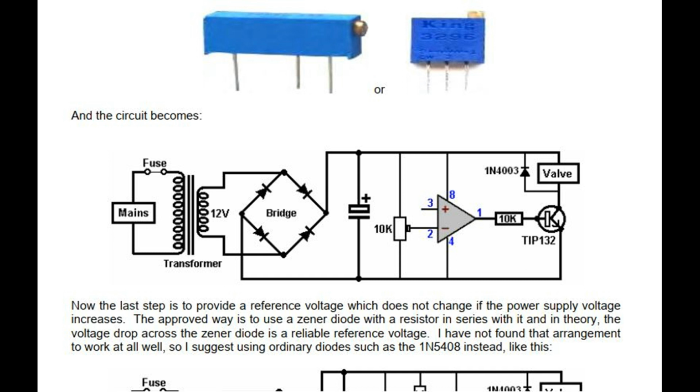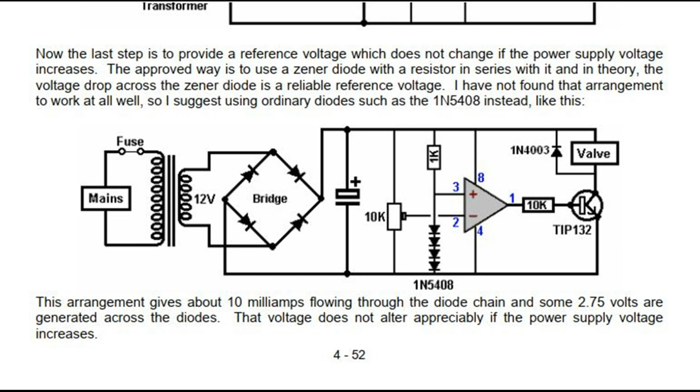Now the last step is to provide a reference voltage which does not change if the power supply voltage increases. The approved way is to use a Zener diode with a resistor in series with it, and in theory, the voltage drop across the Zener diode is a reliable reference voltage. I have not found that arrangement to work at all well, so I suggest using ordinary diodes such as the 1N5408 instead, like this. This arrangement gives about 10 mA flowing through the diode chain, and some 2.75 volts are generated across the diodes. That voltage does not alter appreciably if the power supply voltage increases.